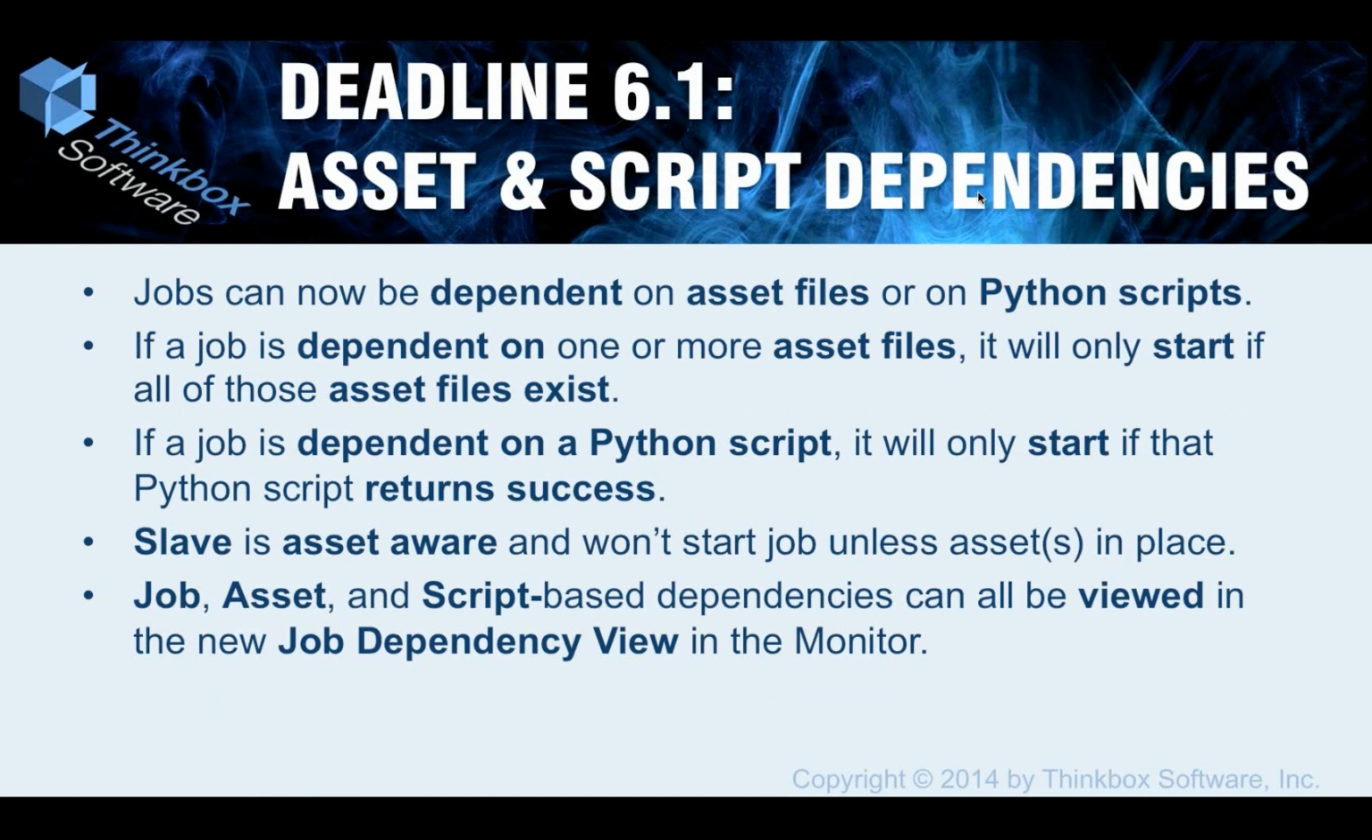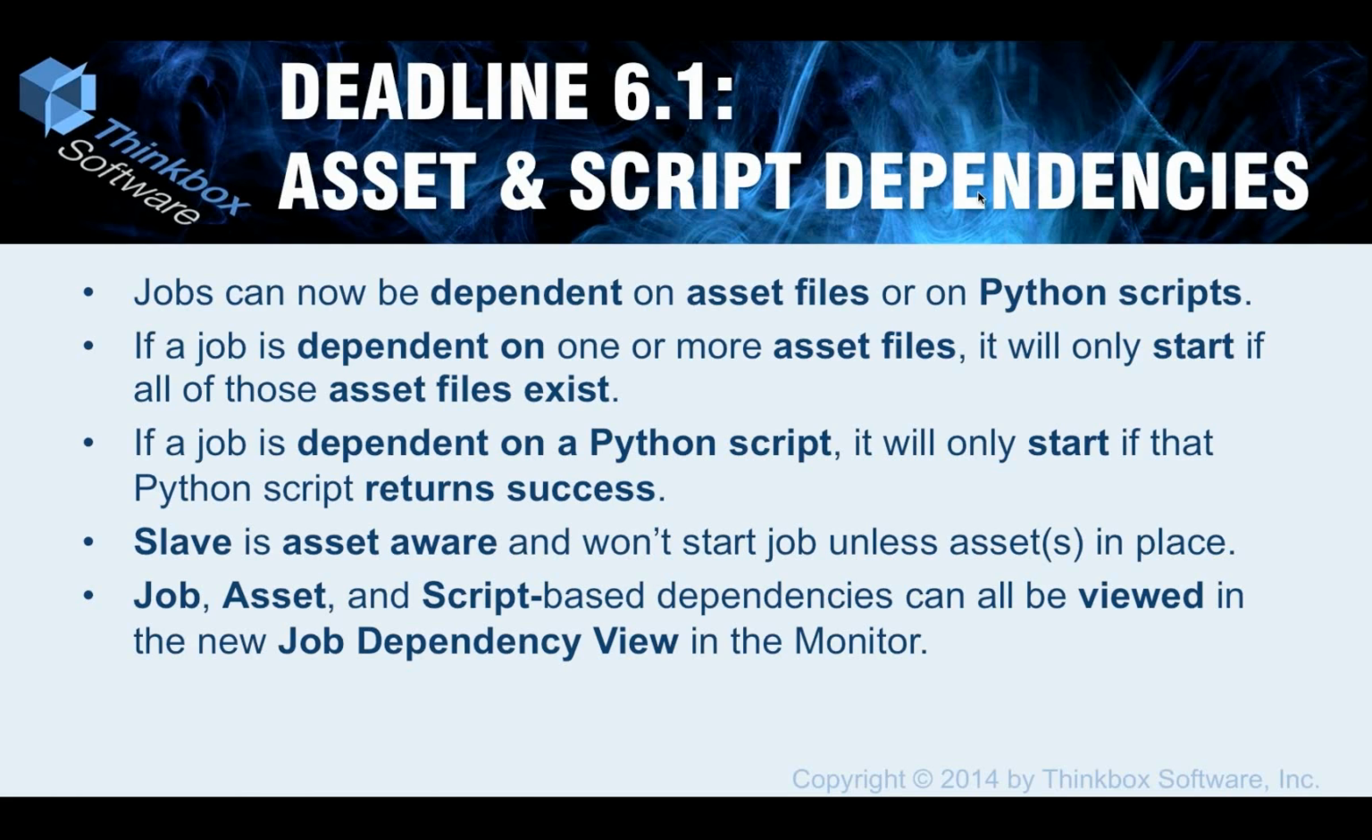So, assets and script dependencies. Jobs can now be dependent on an asset file or files, as well as one or more Python scripts. By default these lists are completely empty, so there's no change there. But if you want a job to be dependent, to ensure that some files you need to process downstream are available upstream, such as CAD data files, textures or cache files, the slave will not start the job unless those asset files exist and they're in a path location which the slave can actually see and resolve.